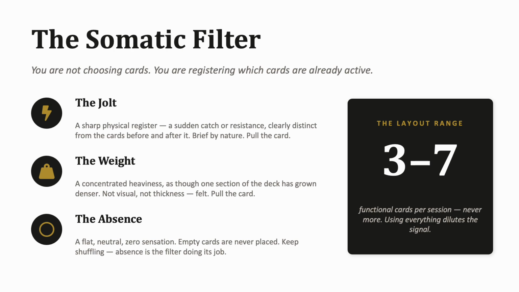Let me say more about that first step, the somatic filter, because it's the heart of it. You're not choosing cards. You're registering which cards are already active. You're feeling for 3 things: the jolt, a sharp catch or resistance, distinct from the cards around it. Pull that card. The weight, a concentrated heaviness as if part of the deck grew denser, pull that one too.